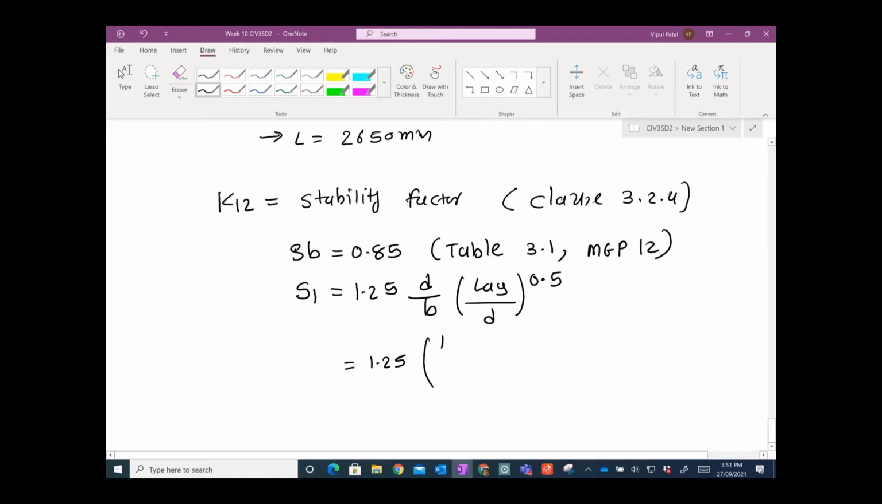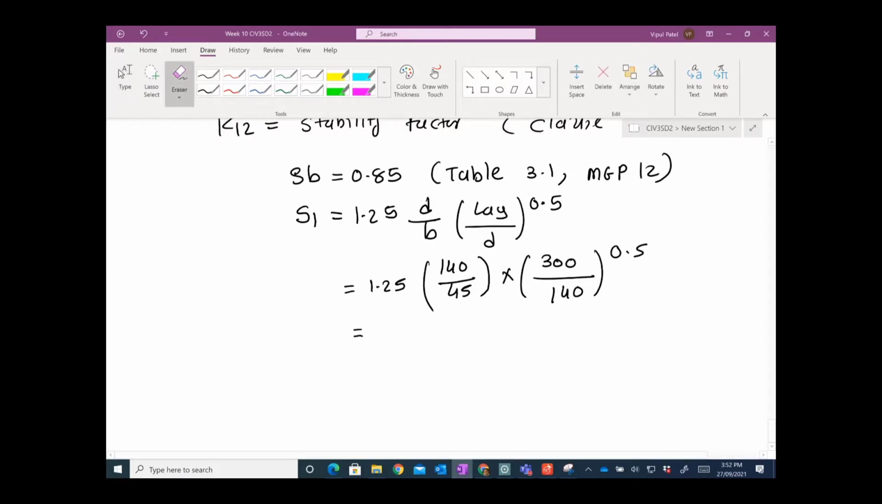Now you have to plug in those values. 1.25, d is 140 over 45 given in our example, L_ay is 300, over 140, to the power 0.5. In that case you have S1 equal to 5.69. Now you can multiply rho B by S1: 0.85 times 5.69, and that value you will get is 4.5.